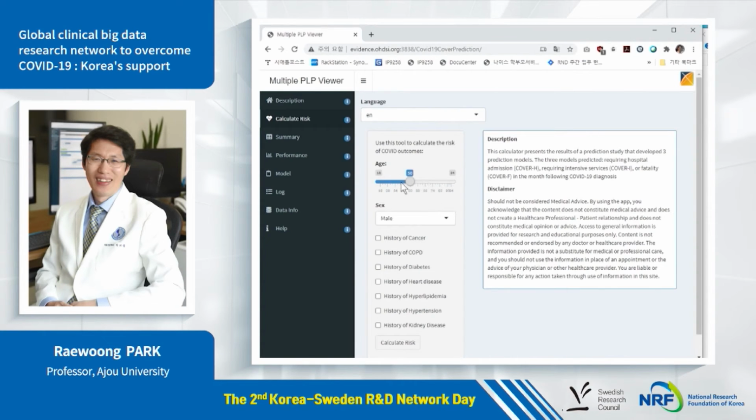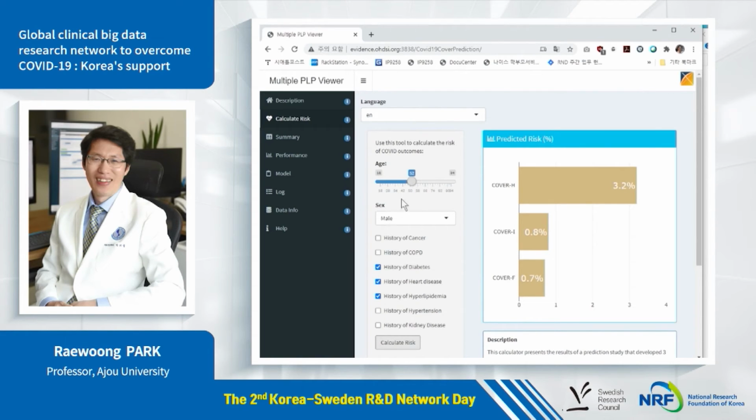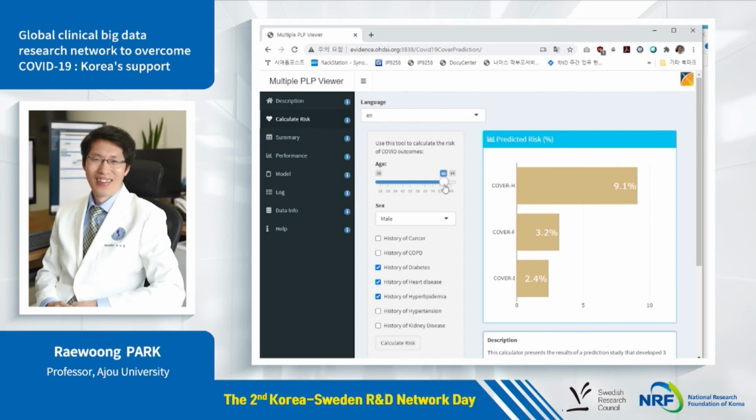Take an example: a patient aged 42, male, with a history of diabetes. Okay, let's calculate the risk. The patient has 2.9% risk of hospitalization, 1.1% of fatality, and 0.8% of ICU admission. And if he has heart disease, then the risk will increase. And if the patient has hyperlipidemia, then the risk will be slightly reduced. Here, we found that age is the most important risk factor. If the patient is aged more than 80, then the risk will increase a lot.